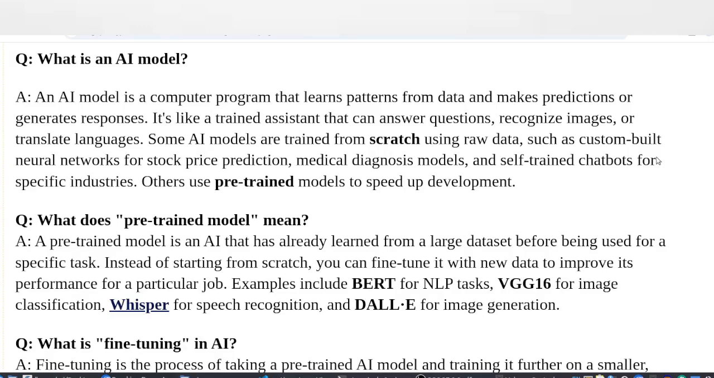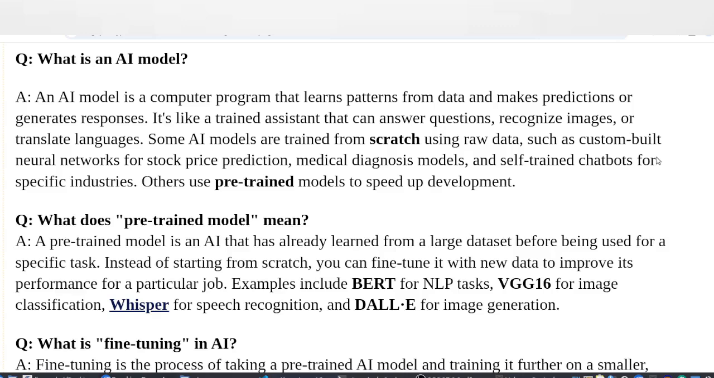In this video, I'm going to explain a few artificial intelligence (AI) related terms. Let me first start with what is an AI model. An AI model is a computer program that learns patterns from data and makes predictions or generates responses. That means first we have to train the AI model using data. Then the trained model will be able to make predictions.